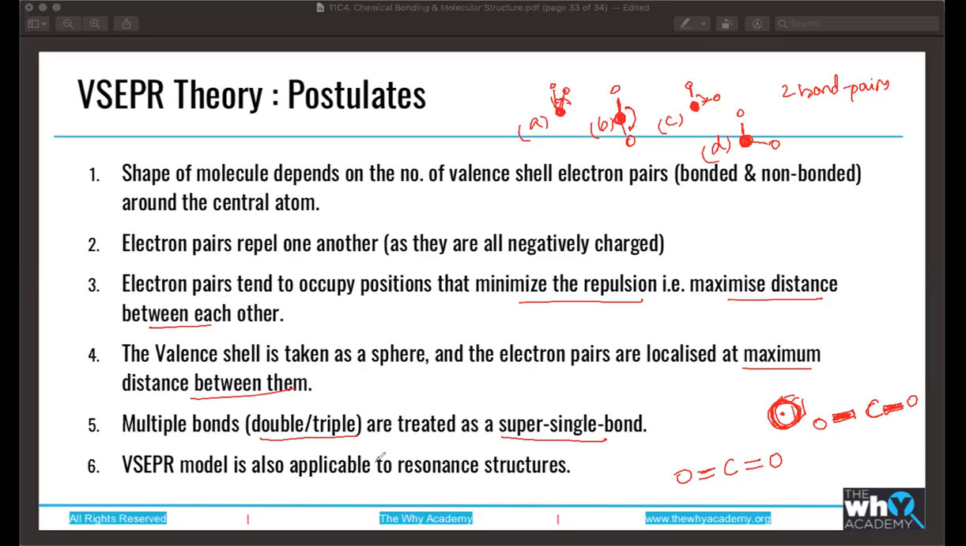And VSEPR is also applicable to resonance structures because your basic geometry remains the same, right? Only the electrons are delocalized and shifting among each other. So the basic skeleton or the geometry of the molecule will be the same, whatever VSEPR says. Clear on this? What is the logic or the basic principle behind VSEPR? Yes, ma'am.